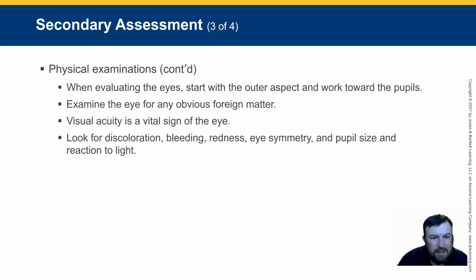Visual acuity is a vital sign of the eye. Look for discoloration, bleeding, redness, and symmetry. Make sure they're equal. Pretty much when we look at those eyes, we want them the same size, and they need to react to light equally and in a reasonably similar amount of time. If I check the left eye and it reacts to light normally, and I move over to the next eye and it reacts, but it's a lot slower, then I have a problem.